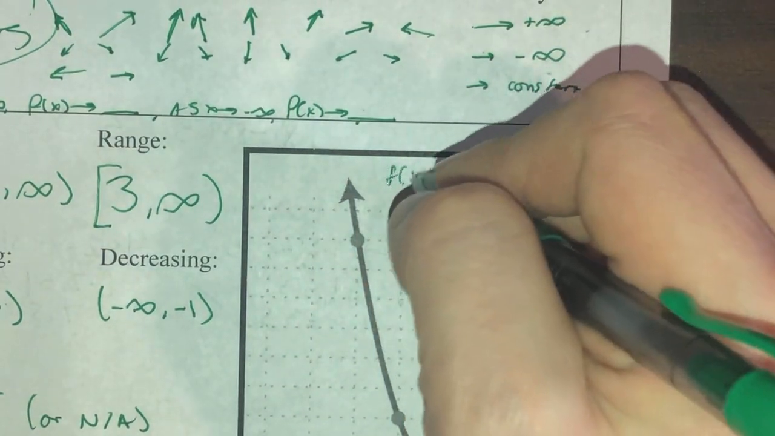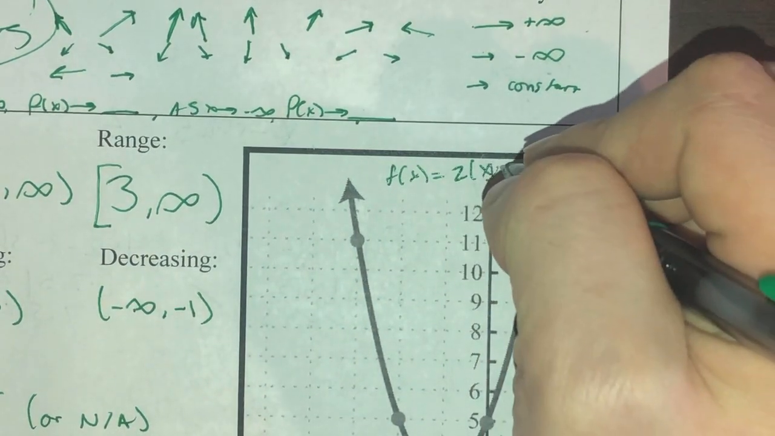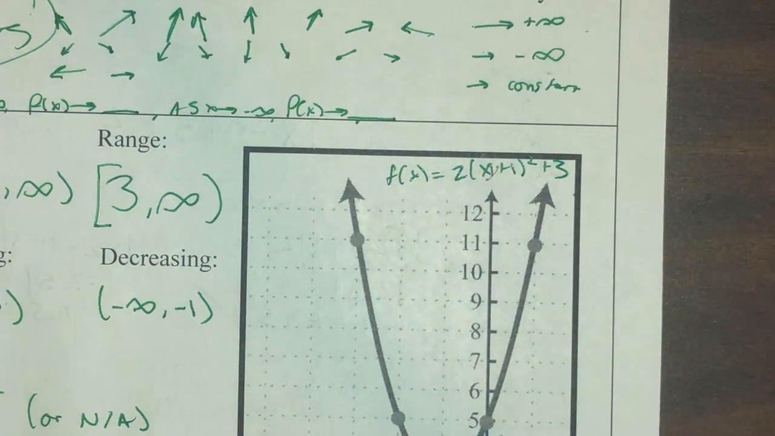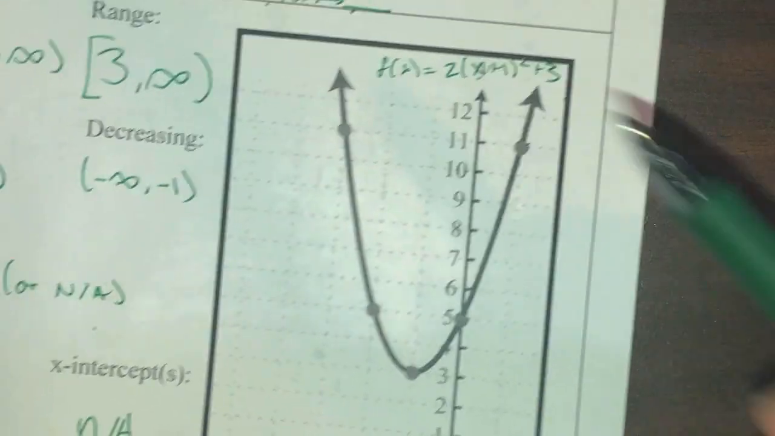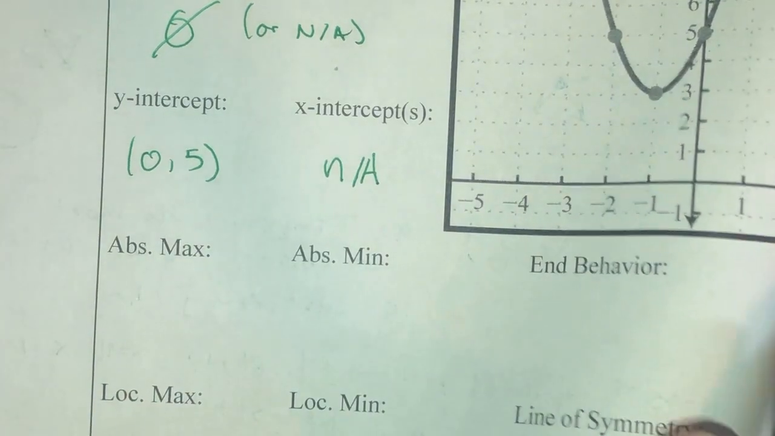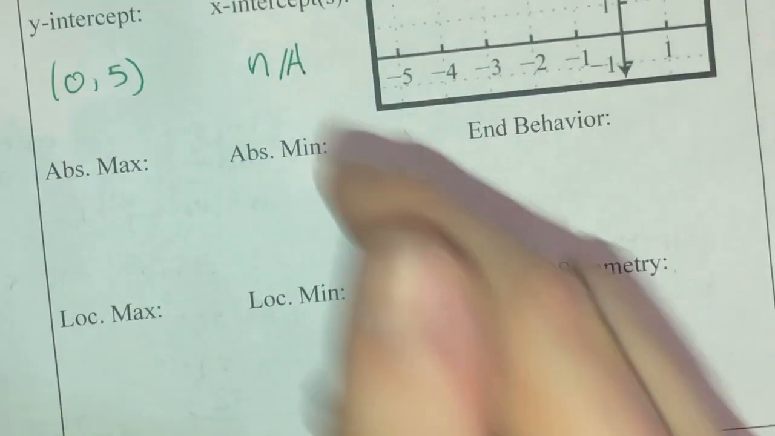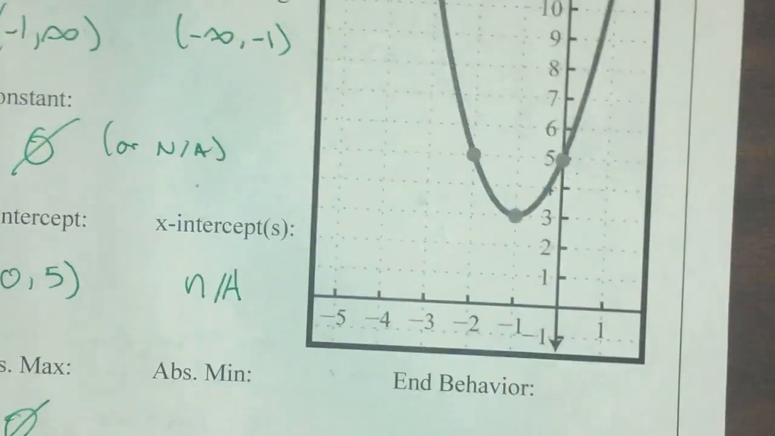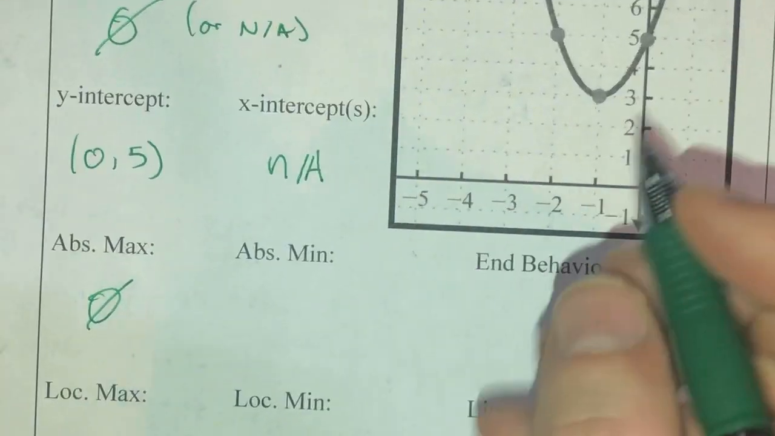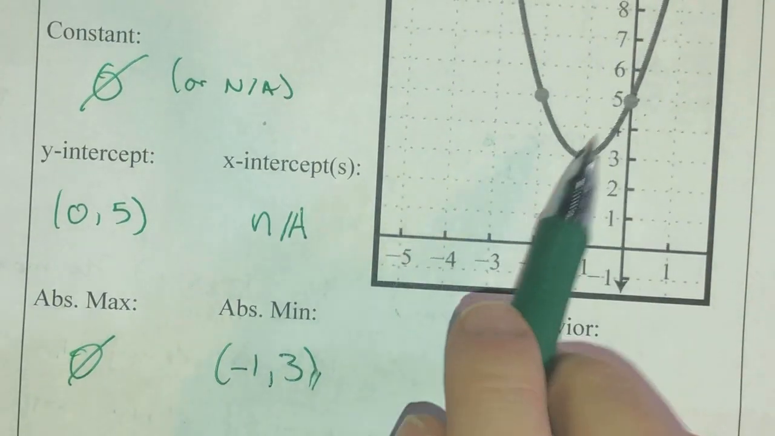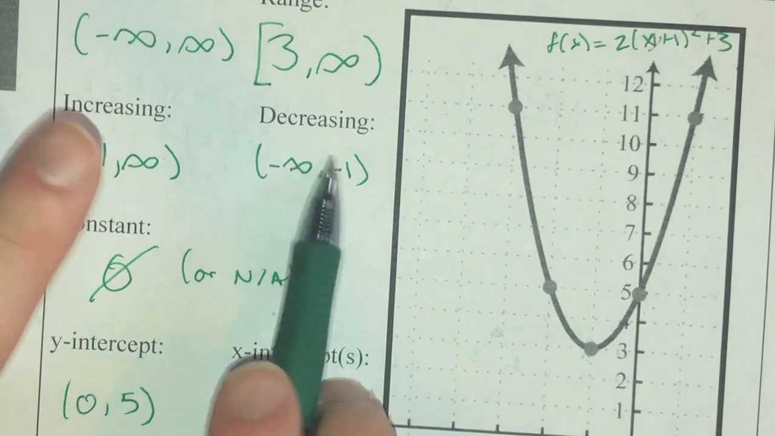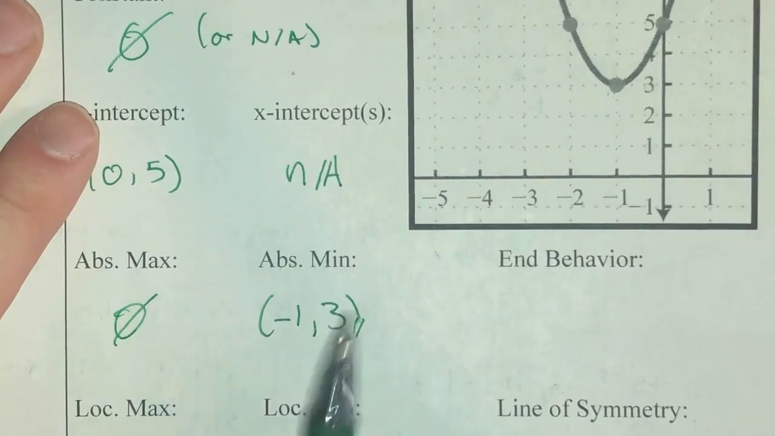I just want to write, by the way, this is the function for this. This is f of x equals 2 x plus 1 squared plus 3. Notice how similar it is to an absolute value. And you can see it's going up by 2, 6, so there's a similar pattern there. Absolute max, the arrows pointing up show you no abs max. Absolute minimum, boom, it does hit an absolute minimum at -1, 3. Notice that's its vertex. Notice how -1 plays a role in the increasing and decreasing, and the 3 plays a role in the range, okay?